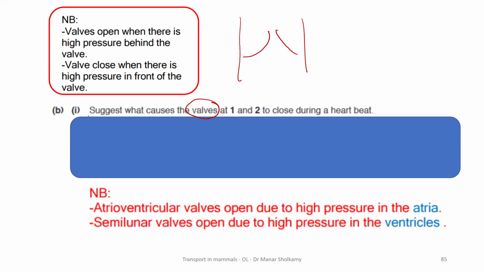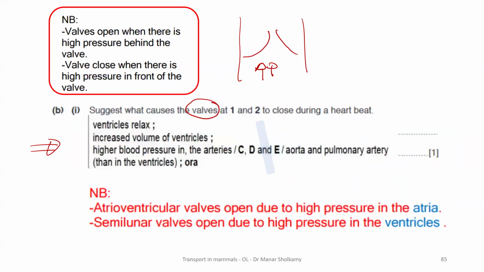Pressure from behind makes it open. Very good. And pressure from the front will make it close or open? Close. Very good. This prevents the backflow. So here, this is also supplement. Valves open when I have high pressure behind, and they close when I have high pressure in front. This is the answer right there.